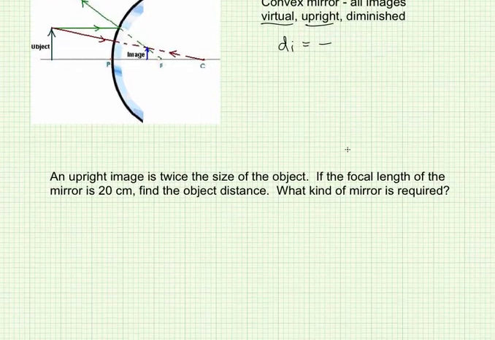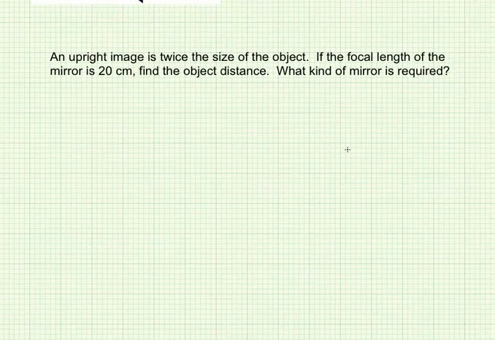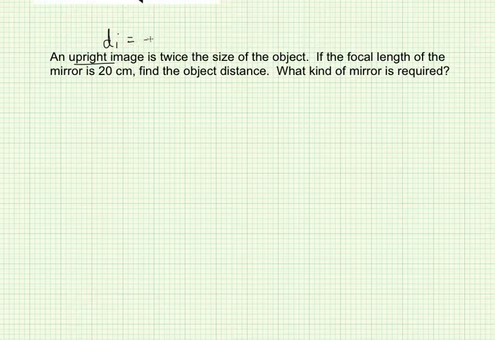So let's go ahead and take a look and do the math now. We have an upright image. The fact that we have an upright image tells me right away that DI is going to be negative. So it says it's twice the size of the object. So if I were to look at this, I know that the magnification then is 2. And so I know that the image distance divided by the object distance is simply going to equal that magnification, which is 2, which tells me DI is going to be twice the distance of DO.